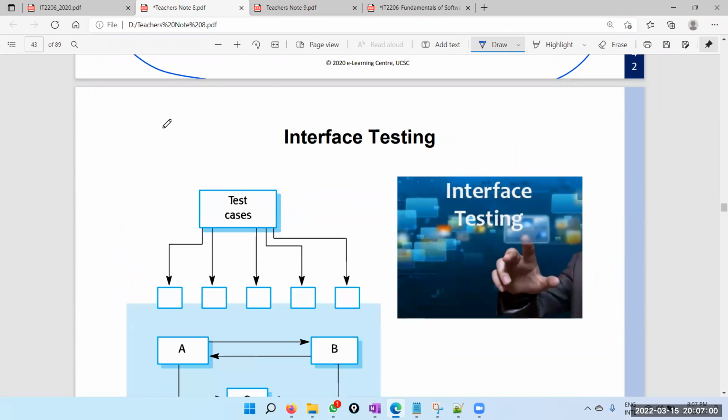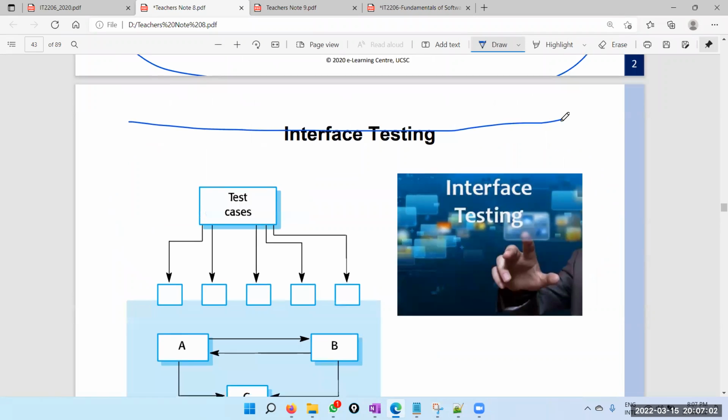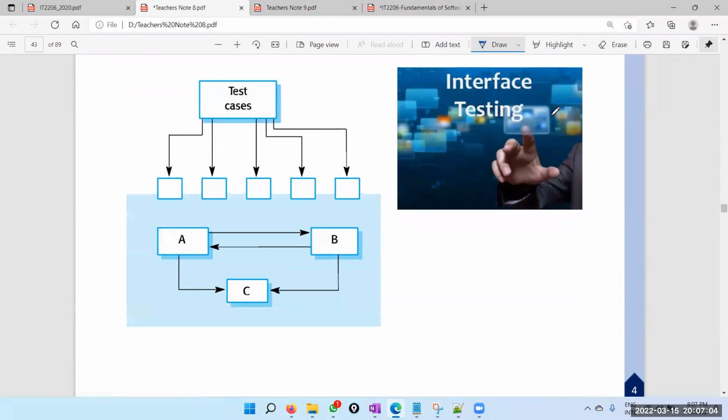Right. So I told you the interface testing or the integration testing. Check whether the interfaces work properly, and then check whether they integrate properly through the interfaces. Right. So that is interface testing. The next level of interface testing is integration testing.